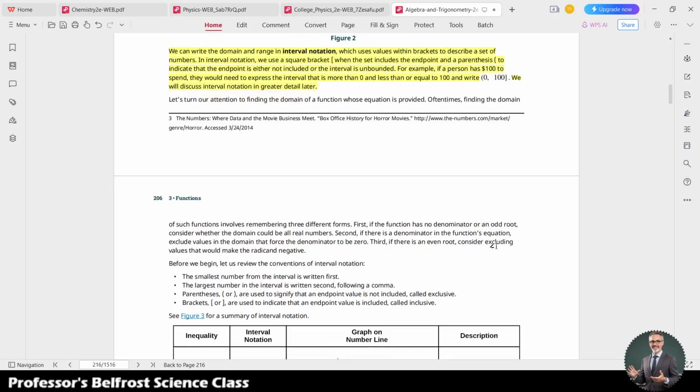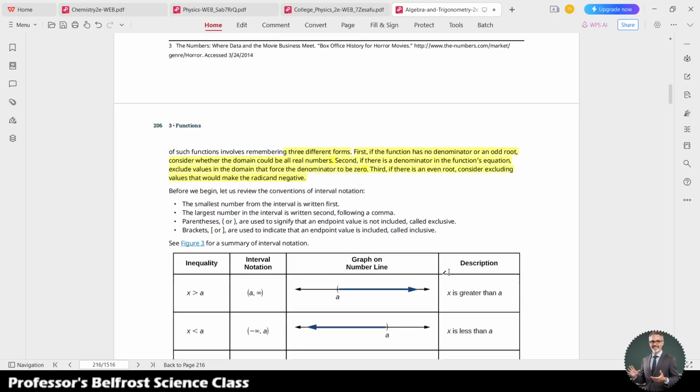So oftentimes we find the domain of such functions when the equation is provided, and it involves remembering three different forms. First, if the function has no denominator or an odd root, then consider whether the domain could be all real numbers. Second, if there is a denominator in the function's equation, exclude values in the domain that force the denominator to be 0. Third, if there is an even root, consider excluding values that will make the radicand negative. So this is the rule that you need to follow.